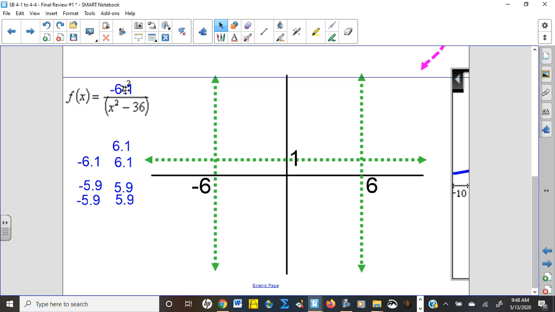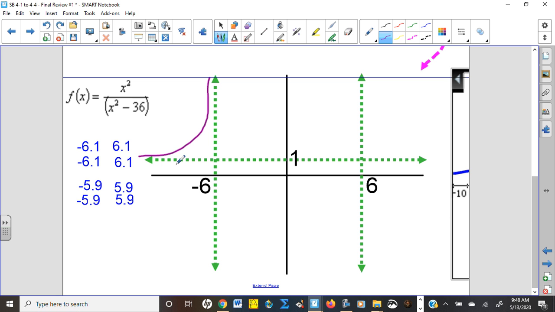In fact, I'd get like 36 point something on top, and on the bottom I would get 0.1, well, 36 point whatever minus 36 would be a very small decimal. It would be a larger positive number. See, this tells me that this guy is going up on this side. So it's probably going to come down and then approach the asymptote from the top, kind of like that.